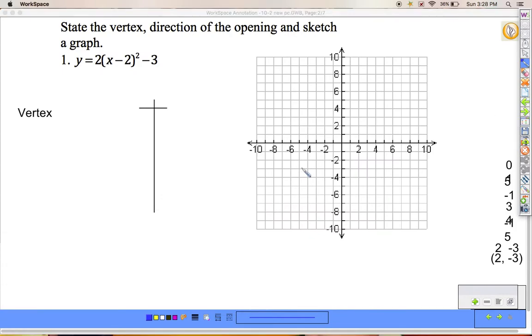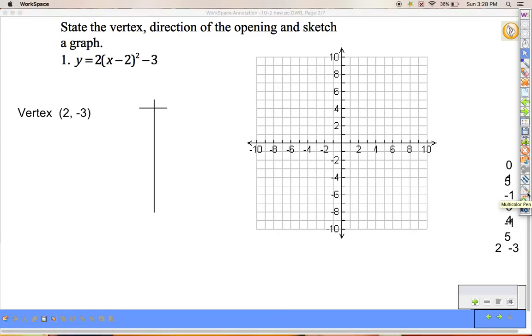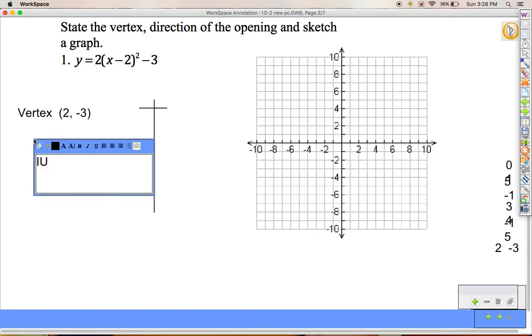All right, so given this formula, I'm going to ask you to tell me the vertex, direction, the opening, and sketch a graph. So y equals 2(x minus 2) quantity squared minus 3. All right, we said to get my vertex, we're going to take the opposite. My vertex is going to be the ordered pair 2, negative 3. Because it's a y equals, it either opens up or down. My 2 is positive. My parabola is going to open up.